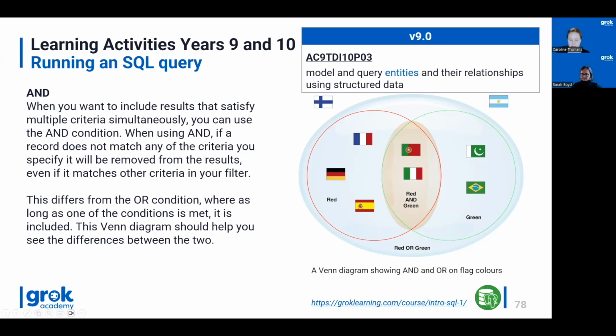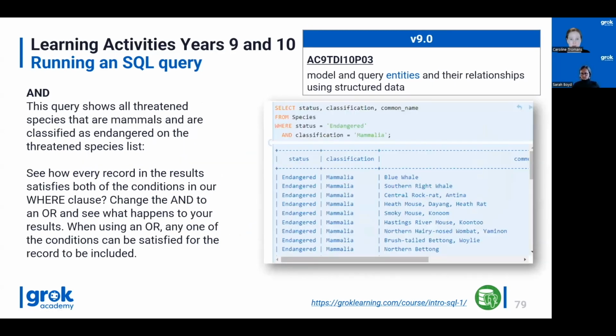So using this as an example is a good way to show students how this works. You can find on this Grok course some examples of how to use the AND operator. You can see here that you're looking for some data. You're selecting status, classification, and common name from the species table. This is still just a single table where the status is endangered and the classification is mammalia.